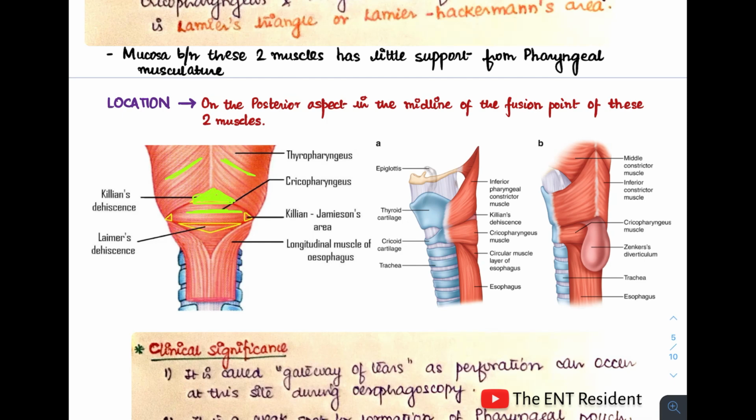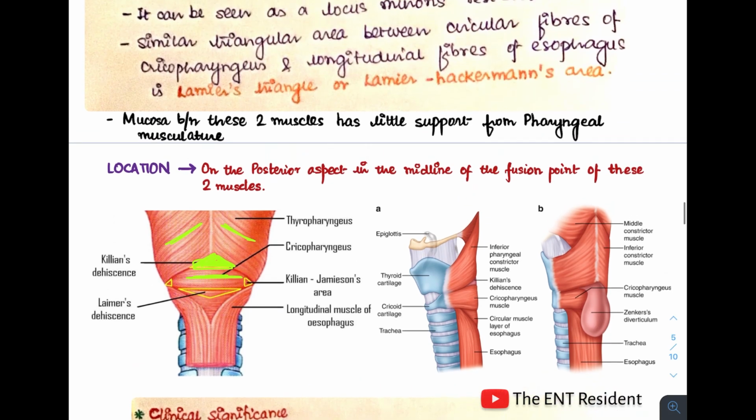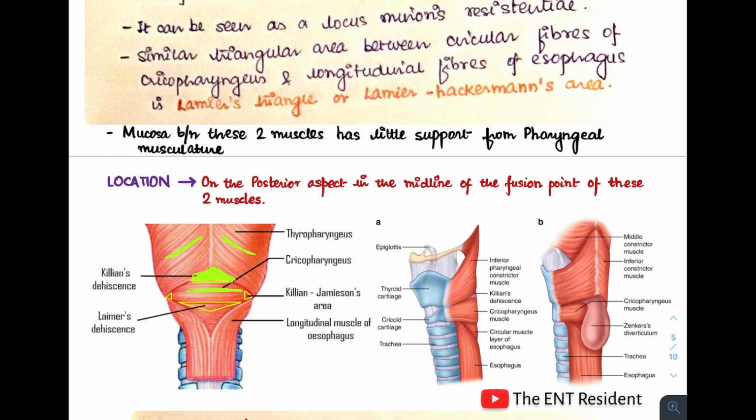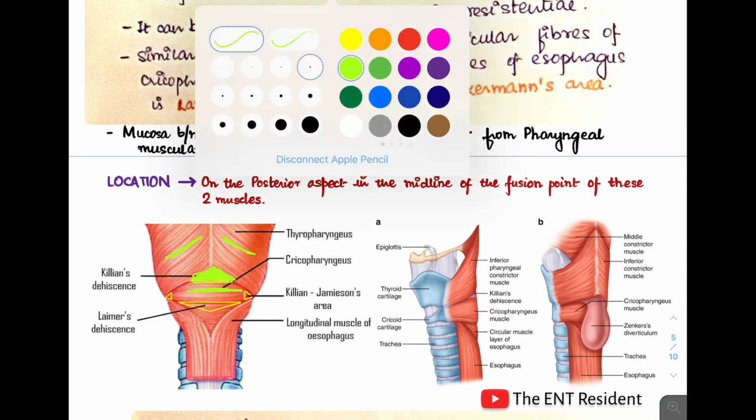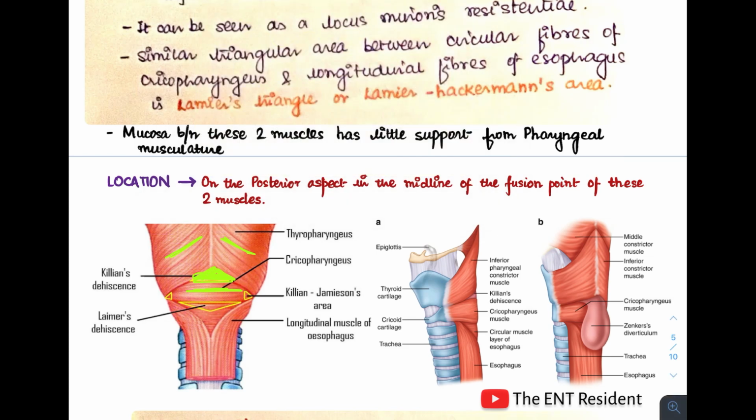Now, other than Killian's dehiscence, there are some other dehiscences as well. There is something called the Lamier's dehiscence. What is this Lamier's dehiscence? It is basically a similar triangular area which lies between the circular fibers of the cricopharyngeus and the longitudinal fibers of the esophagus. As you can see over here, this triangular area is the Lamier's dehiscence.